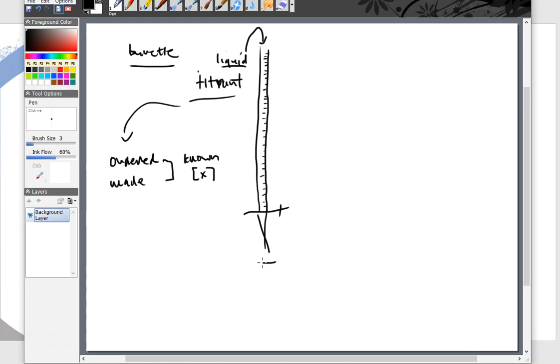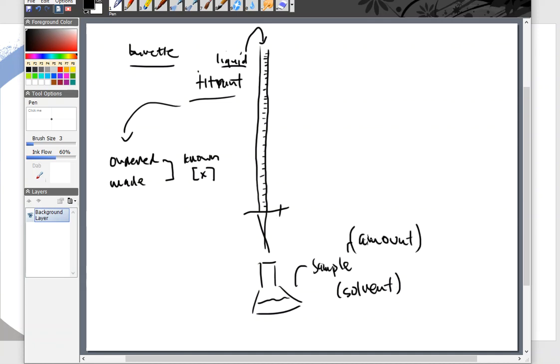Now, down at the bottom of the burette, if you go back and remember your wine titration, folks, that's where we ended up seeing this first, I'm going to have a sample. So my sample is going to sit down here at the bottom of the burette. The sample can also have some added solvent to it. Don't be alarmed, because the solvent does not have an effect on the amount of sample that's present.